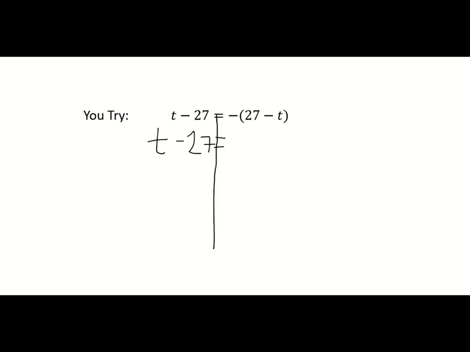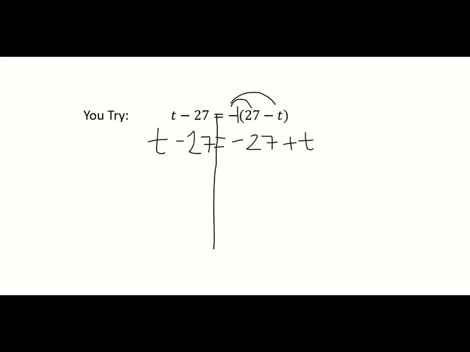Now, many people get confused when there's a negative. So remember, that's just like it's a negative 1. So negative 1 times 27 and negative 1 times negative t. So negative 1 times 27 would be negative 27. And negative 1 times negative t would become positive t.